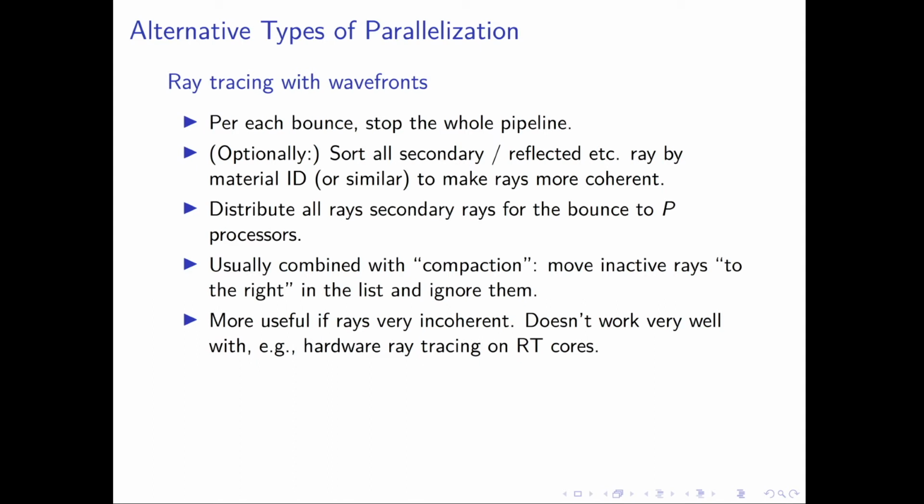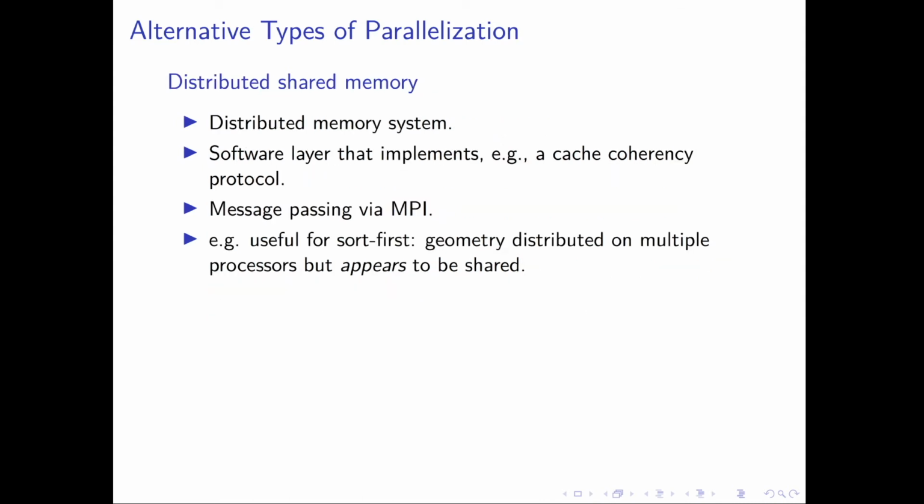We're currently discussing alternative types of parallelization for rendering, and yet another alternative is so-called distributed shared memory. This is again a completely different type of parallelism that has nothing to do with the wavefront ray tracing that we discussed before, or with sort last rendering. Distributed shared memory, however, is a scheme that makes things much simpler when it comes to parallel rendering. Distributed shared memory systems basically emulate a shared memory system on top of a distributed memory system.